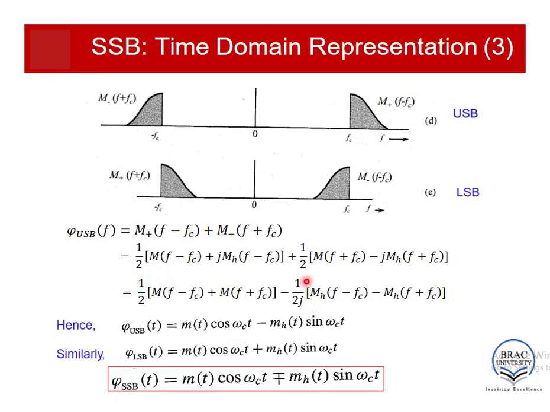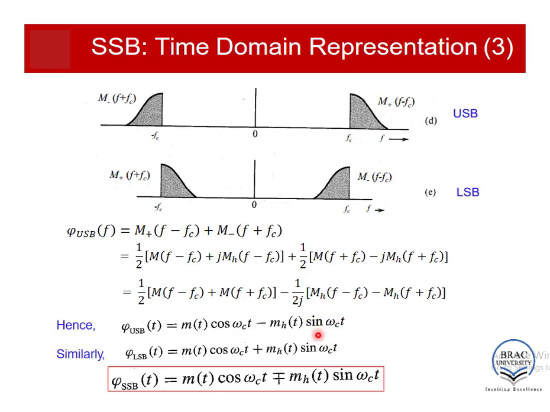Similarly, 1 by 2j MHF minus FC minus MHF plus FC, this actually corresponds to the case when a time domain signal is multiplied with a sine wave of FC frequency. That's why we can write this as mht sin omega ct. Obviously, mht is the time domain signal of capital MHF. You can cross check this from the Fourier transform table. You can see there what is the frequency spectrum of a signal multiplied by sine wave.